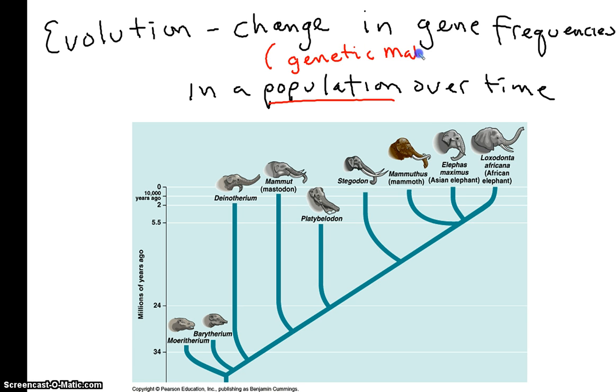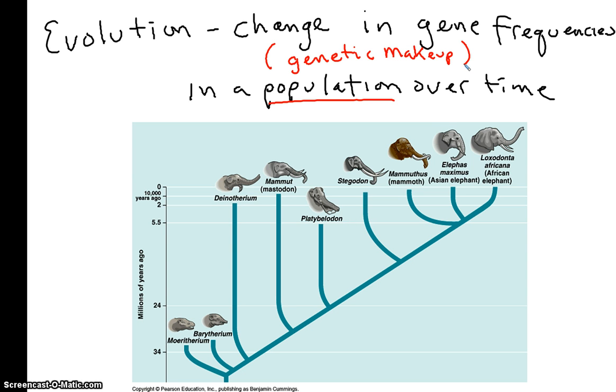When we talk about gene frequencies, we can also think of that as their genetic makeup. So the genetic makeup of a population is going to change over time. And so that's the tendency to have certain traits. If you look at the picture here, way down in the bottom left we've got the ancestors, the precursors to modern elephants. And at the very top here, you can see we have Elephas maximus, the Asian elephant, and the Loxodonta africana, the African elephant. If you look at this chart, you can see how the species has evolved over time, and certain traits have either become more prominent or less prominent.